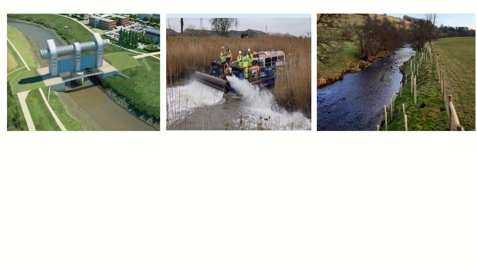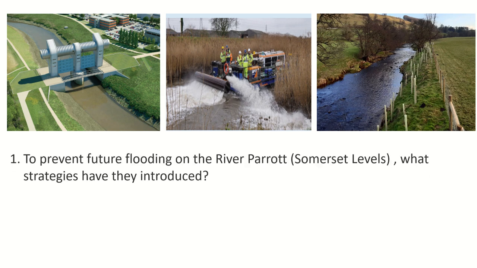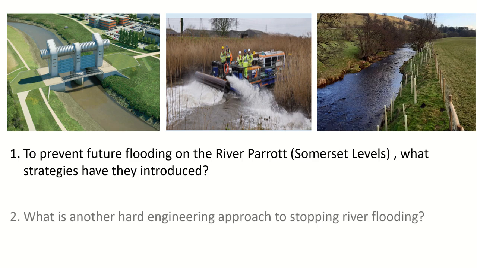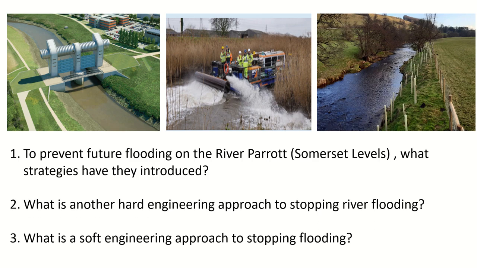And when it comes to floods, in the same way we have rivers, we have to learn how to manage them. One of the most important case studies is when we looked at the Somerset Levels, which is an area prone to flooding. To prevent future flooding on the River Parrett in Somerset, they've introduced a number of strategies. That's question 1, with pictures to help you. We've also got question 2 and question 3. Pause, answer, unpause.